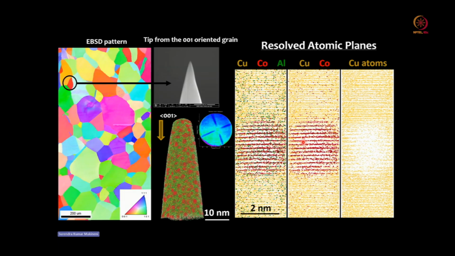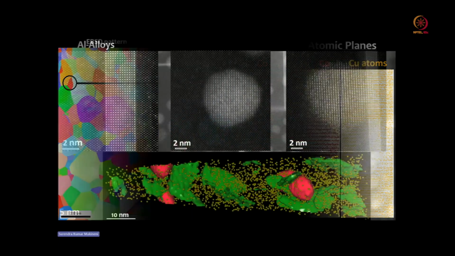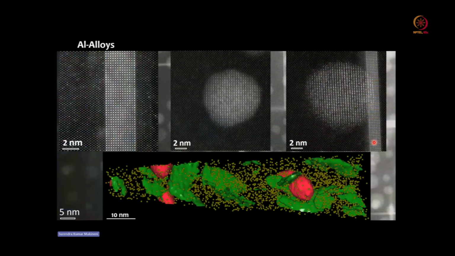And so you can get the composition of each atomic layer. Fine. So you can get this cobalt and aluminum concentration on that particular atomic plane. And you can see the cobalt and copper is immiscible. So wherever the cobalt is not present, the copper is almost zero in the reconstruction. Fine. So this is another example of an aluminum alloy.